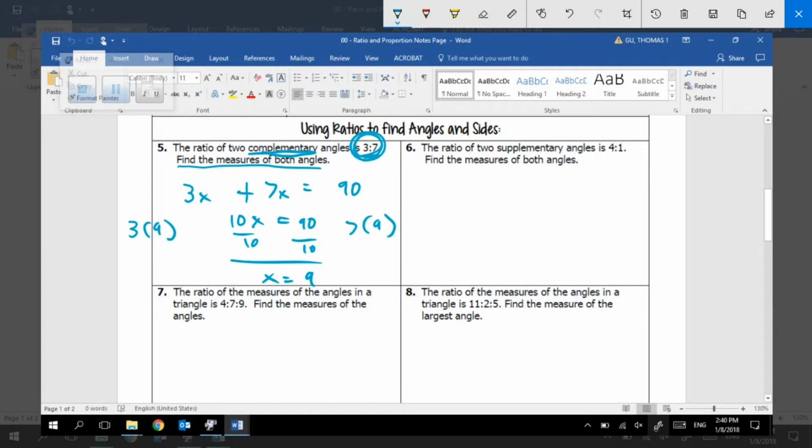So one of my angles is 27 degrees and my other angle will be 63 degrees. And that's number 5. So you guys try number 6, read carefully to see what it says, and then we'll continue on.